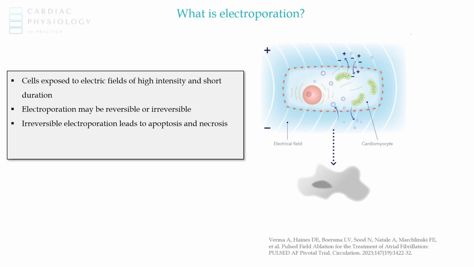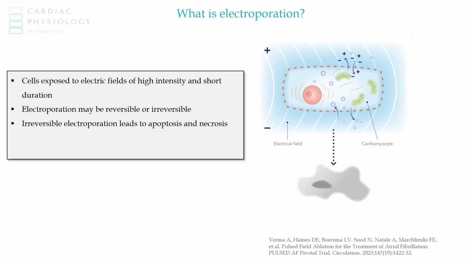Electroporation is the phenomenon where cells are exposed to electric fields of high intensity and short duration. By exposing cells to electrical fields, pores will form within the cellular membrane, which allows the translocation of ions and other particles. Previously, it has been utilized to enhance therapeutics, such as allowing genes to be transfected into cells and also chemotherapeutic agents to be transfected into cells.